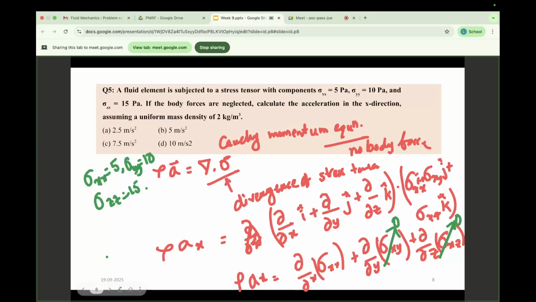Okay, so from there I can write ax is ∂x of sigma xx by rho. Is it? You got my point?